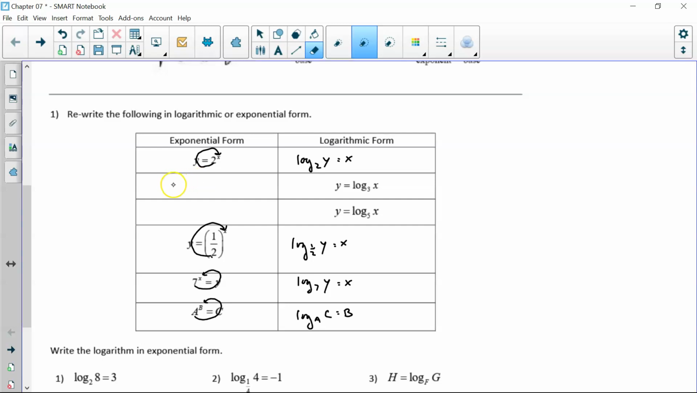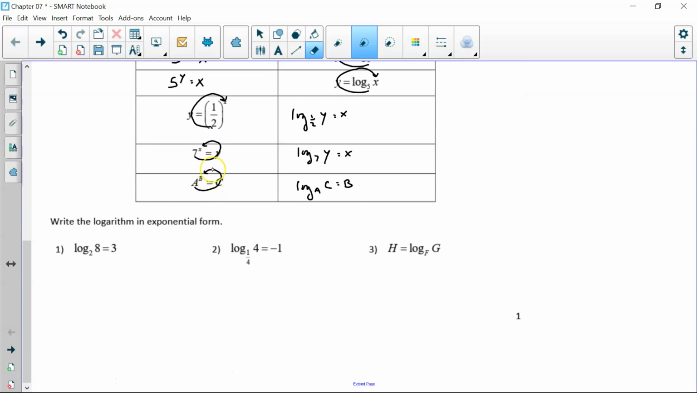From logarithmic to exponential, start at the base. 3 to the y equals x. Start at the base. 5 to the y equals x. And there are our rewritten forms.